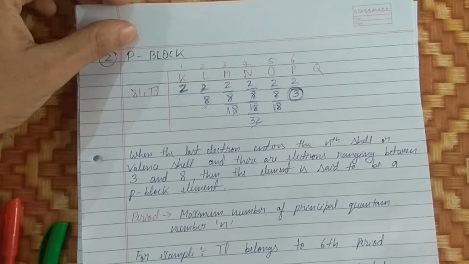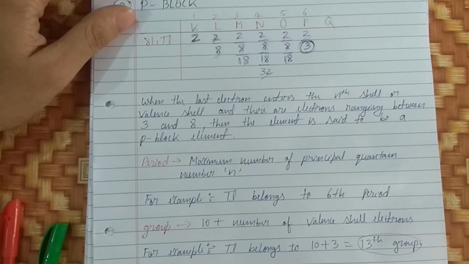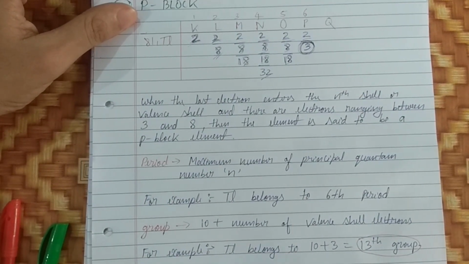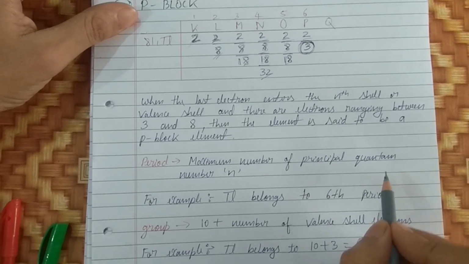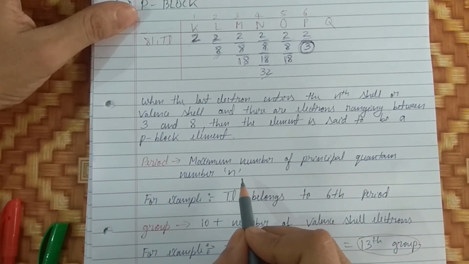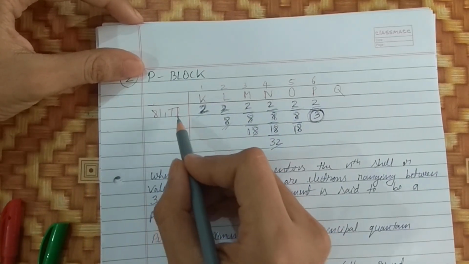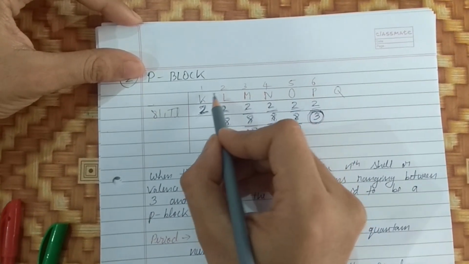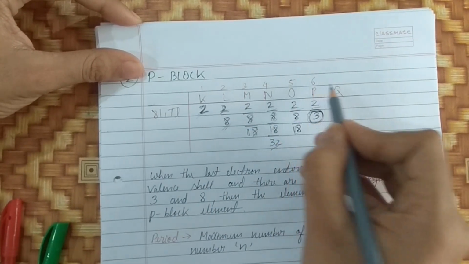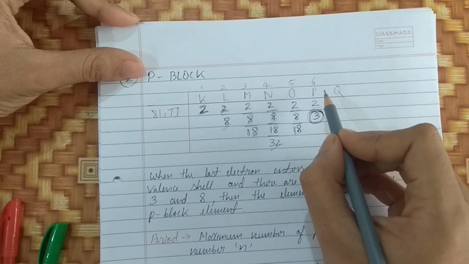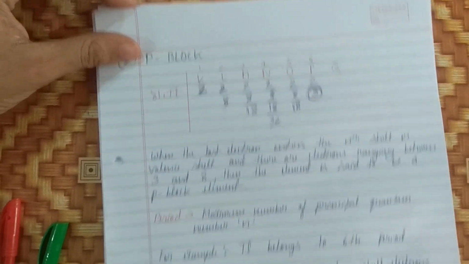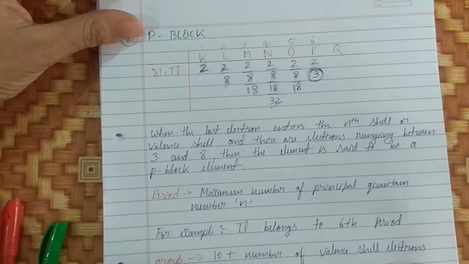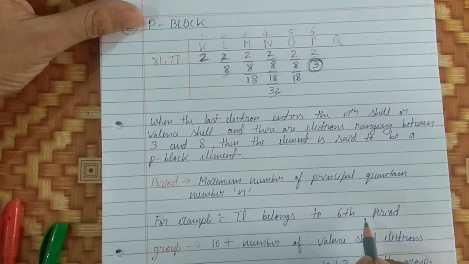So counting the period number for a p block element will be the same as for the s block element. The maximum value of the principal quantum number n will say the number of the period. For example, in the case of thallium, there are 1, 2, 3, 4, 5, 6, which is the maximum principal quantum number. That's why thallium belongs to the 6th period. As you can see here, thallium belongs to the 6th period.